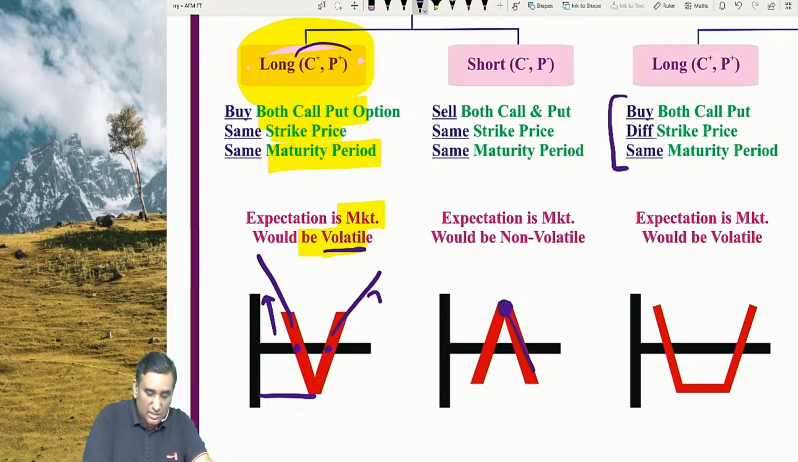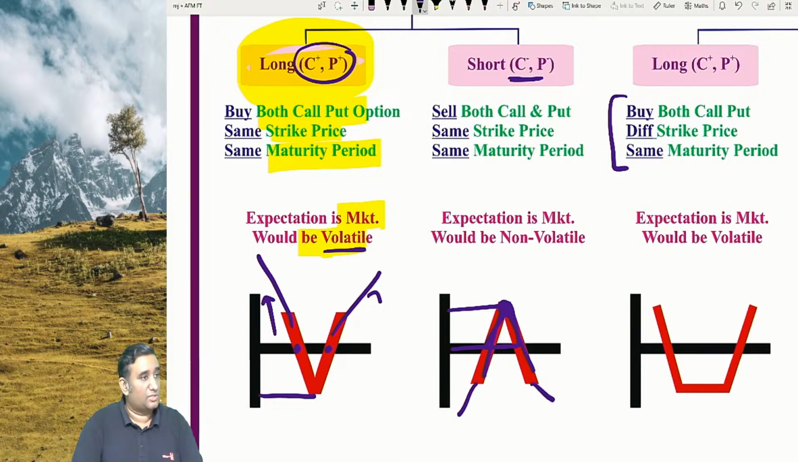These are the holder's philosophy. The writer is non-volatile. He expects the market to remain in a range. If the market remains in a range, he will end up making a profit. If the market becomes volatile, he'll keep having what? Loss. So that's the volatility nature which comes.